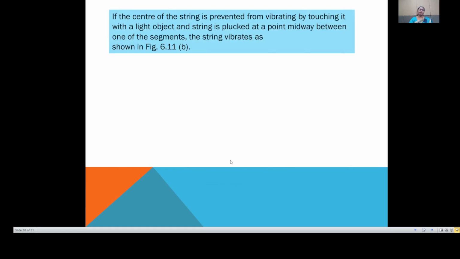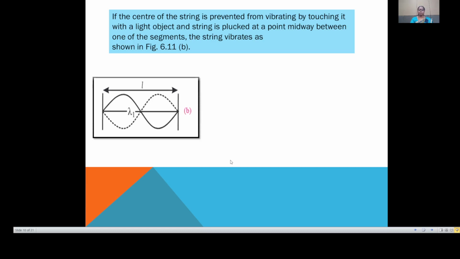Next, if the string is vibrated by touching it with a light object and the string is plucked at the midpoint of one of the segments, the string vibrates as shown in figure B. In this figure, two loops are formed, three nodes are formed and two antinodes are formed.